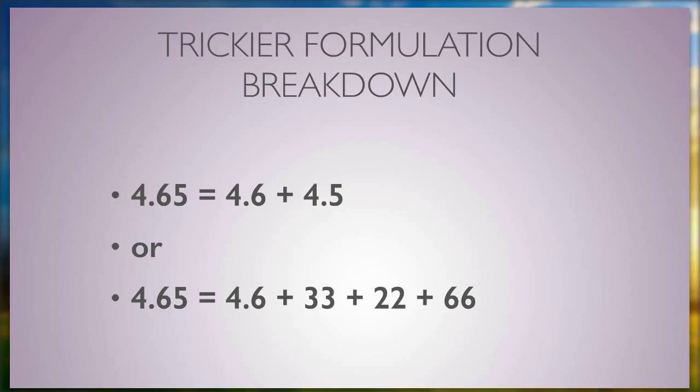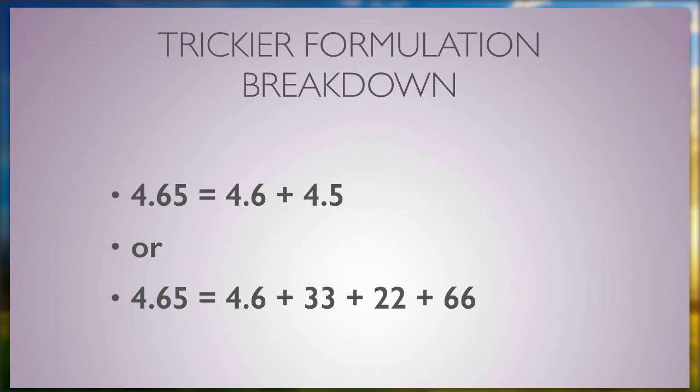But if I start to look at how these things are made too, I could break it down even more. Don't get too excited here, Laura. This is just an example. 4.65 can also be made using 4.6, 33, which is gold, 22, which is violet, and 66, which is red.